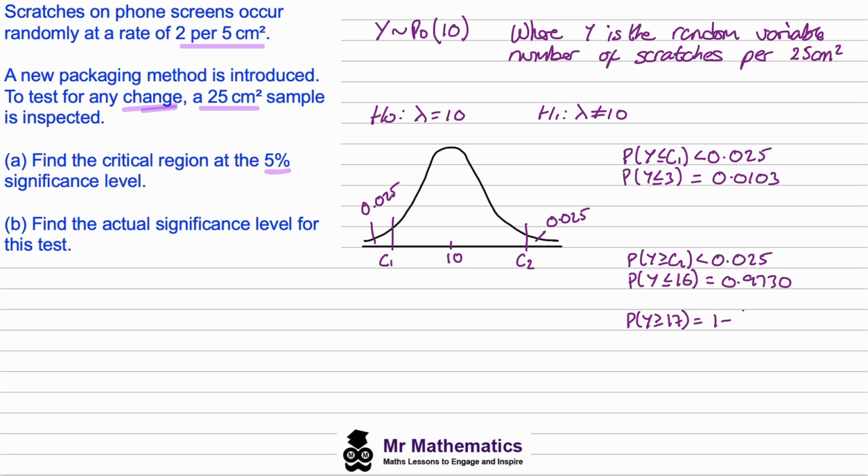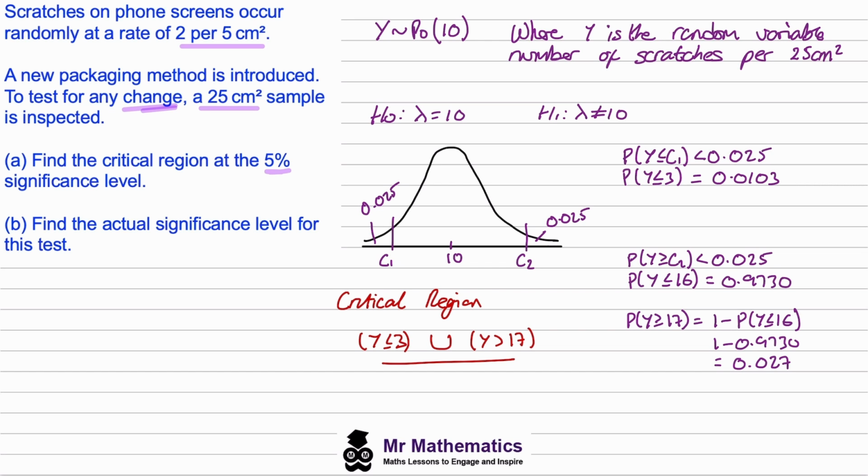This is 1 minus that probability. So 1 minus 0.9730, and this will give us 0.027. So the probability of being in this region is 2.7%. The probability of being in this region is 1.03%. So our critical region then is when y is less than or equal to 3, or in union, y is greater than or equal to 17. Okay?